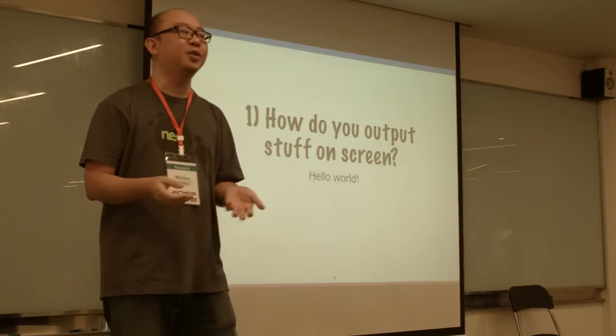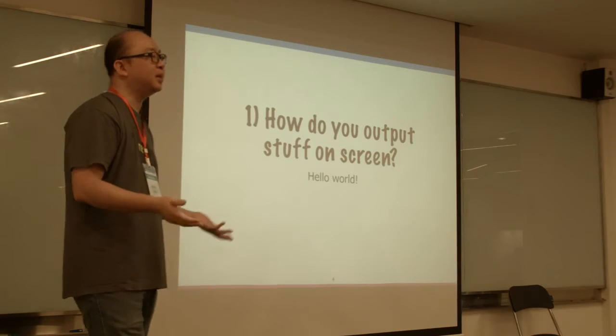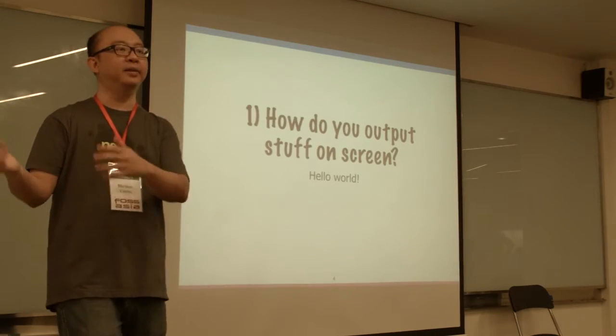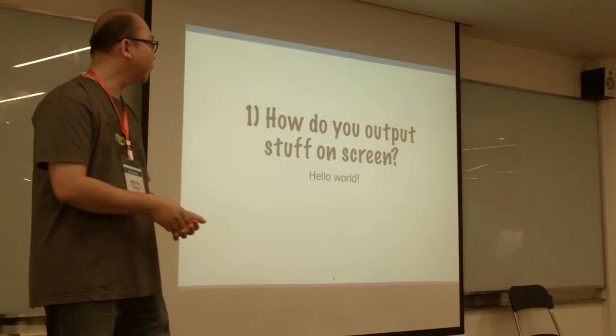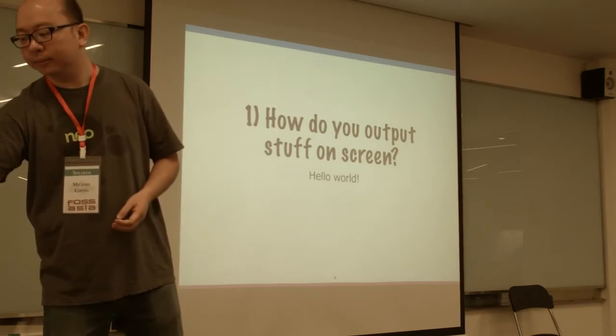In PHP, you just do echo something or print something. In Ruby, it's pretty much the same thing, like puts something, right? And it ends up on the screen. So that's the first thing you learn, how to get stuff printed on screen.